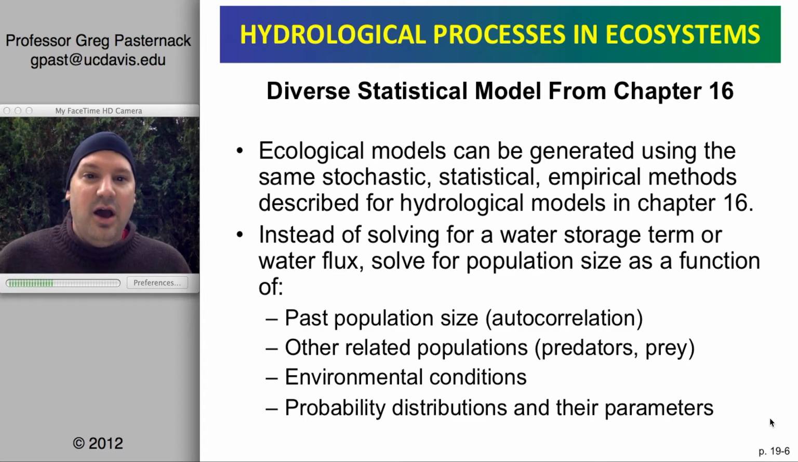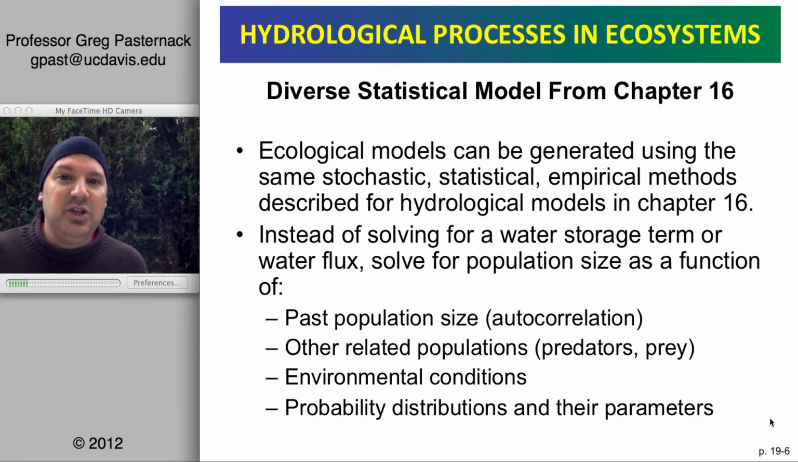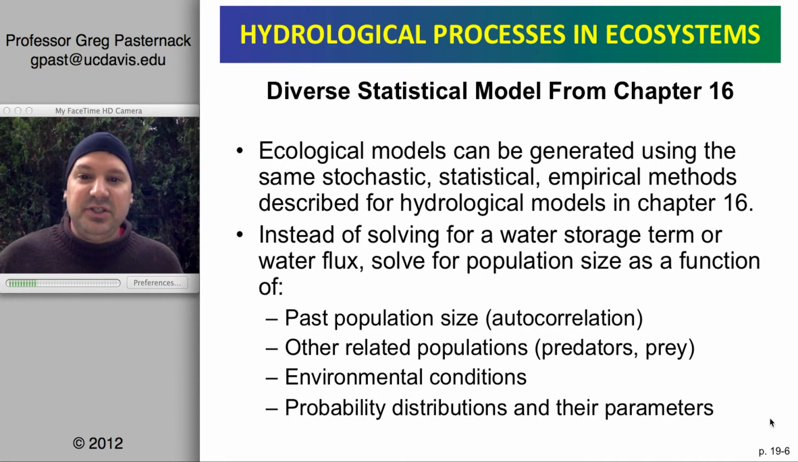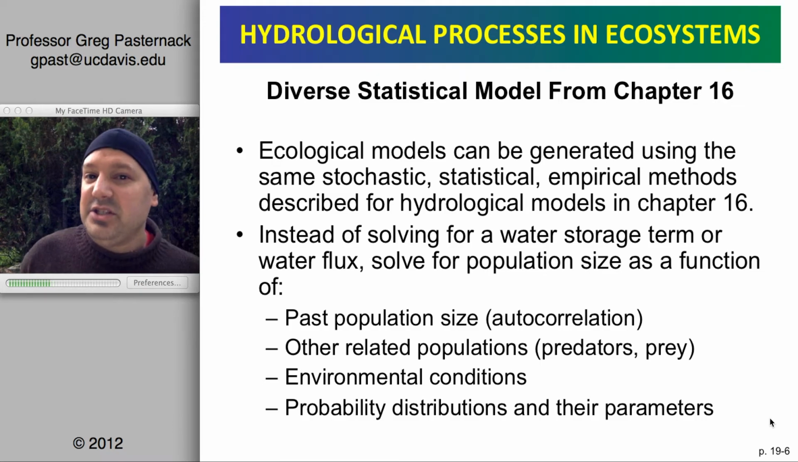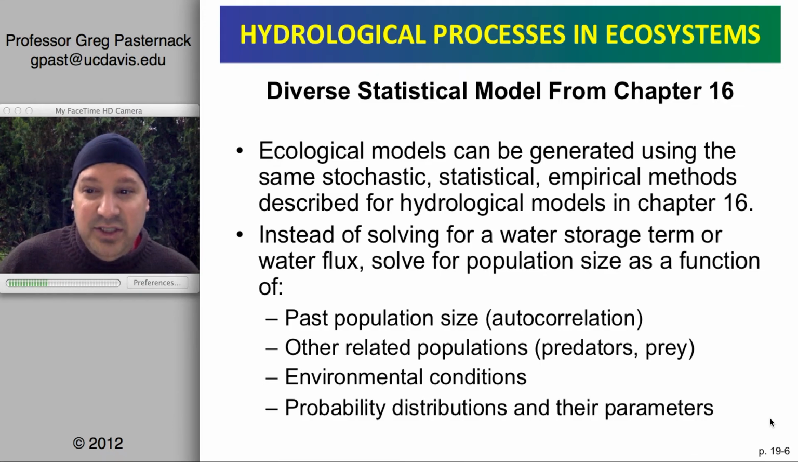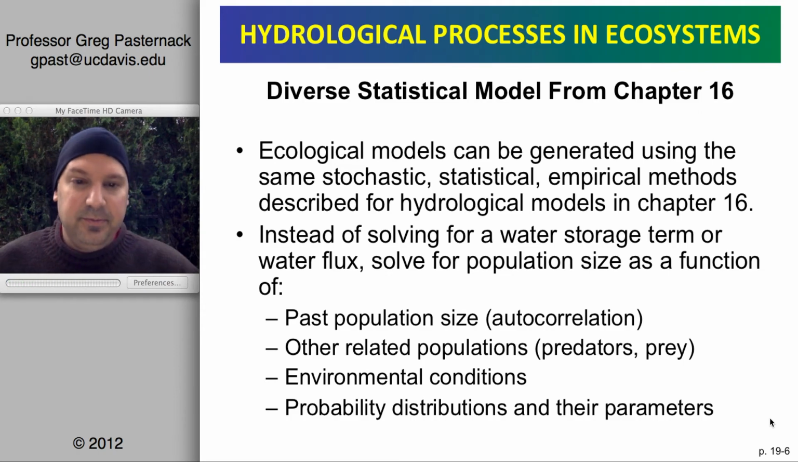Okay, so from a statistical perspective, of course, we can draw on all the same things that we saw from Chapter 16. We can have stochastic, statistical, empirical, and all that kind of stuff. So instead of solving for a water flux, like runoff as a function of precipitation, you could just solve for population size. The current population size could be a function of the past population size. It could be related to interactions with predators or prey, environmental conditions, or it could be purely stochastic, in which case you just need to know probability distributions and their parameters.